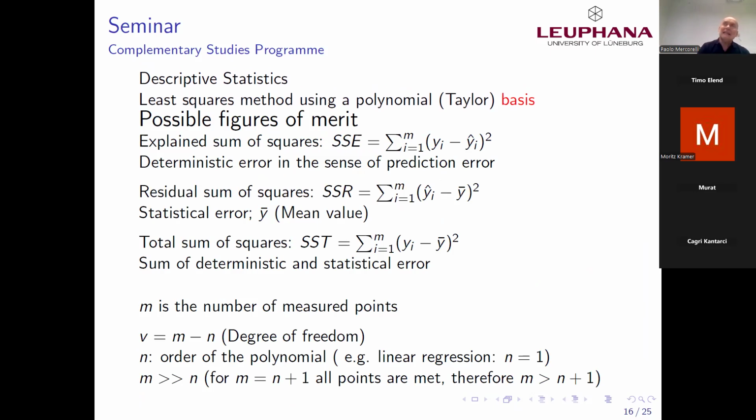We can say here in a comment, which I copy from a book, but I need a little bit to clarify what I intend. Deterministic error in the sense of prediction error.